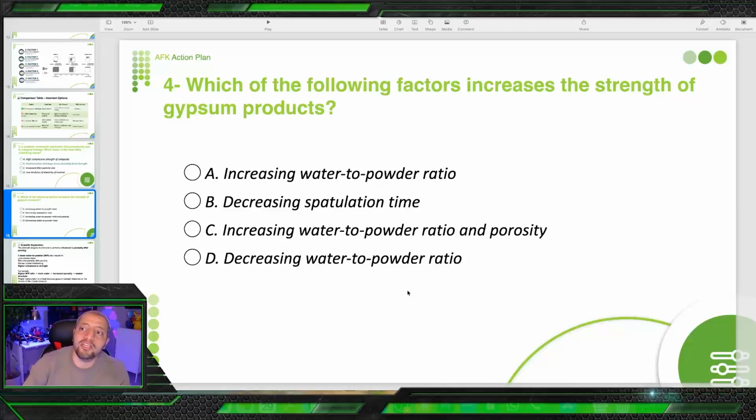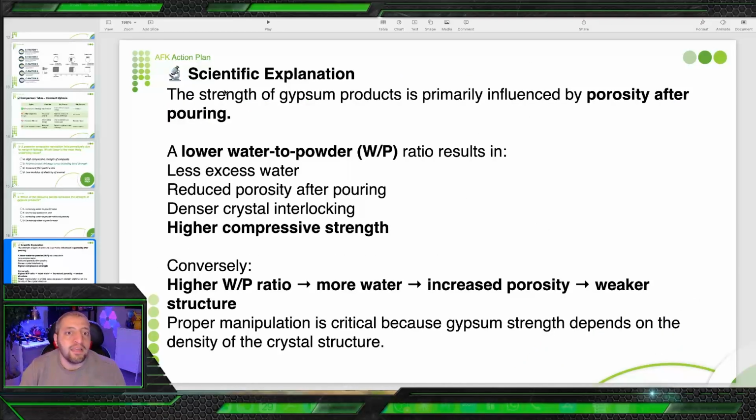So we are aiming here to increase the strength of the gypsum product. Let's see. The strength of gypsum product is primarily influenced by porosity after pouring. So we have this one, liquid and powder. We should mix it, and every one of us puts the powder and then adds the liquid on top of it, which is wrong. You should do it the other way. Bowl with the water and then you add the powder over it. So this way you can mix it.